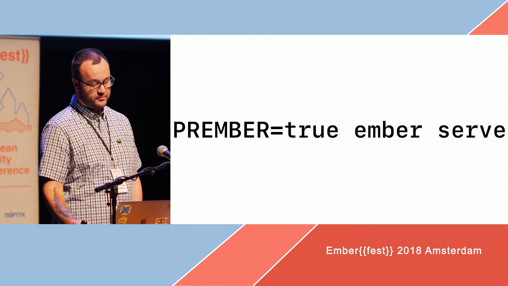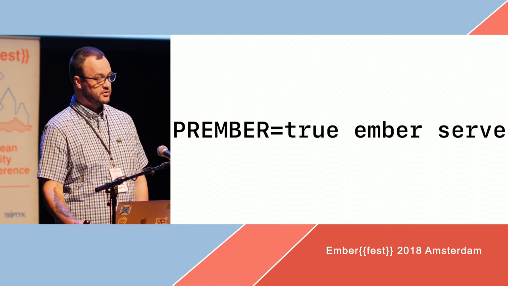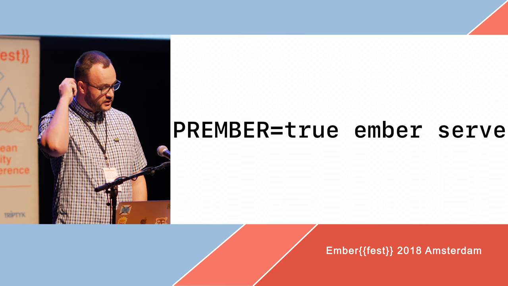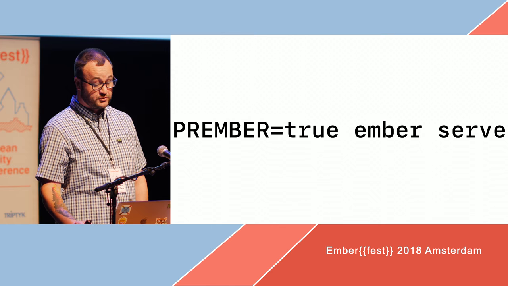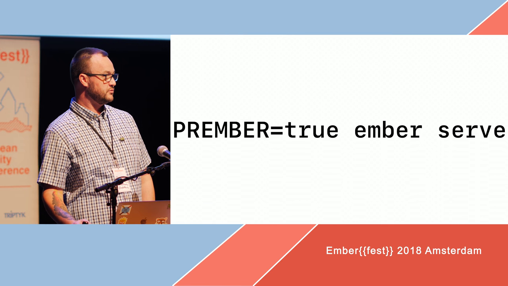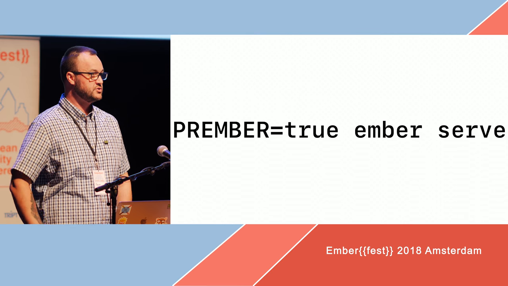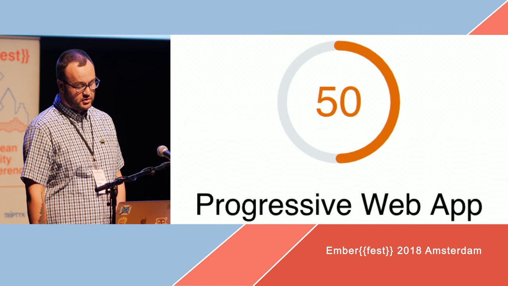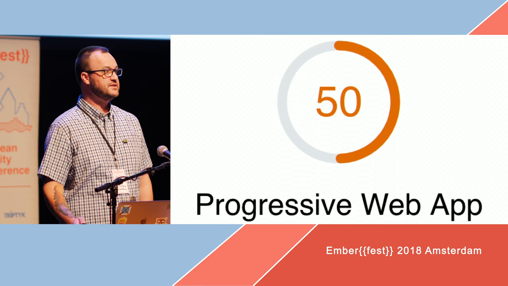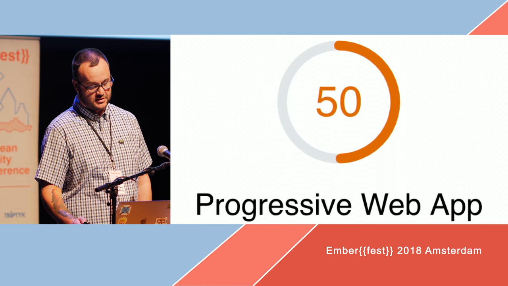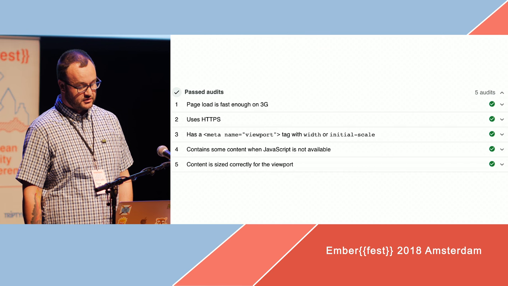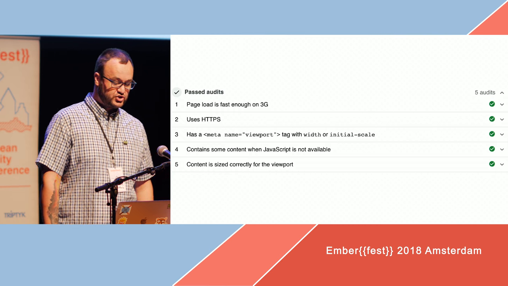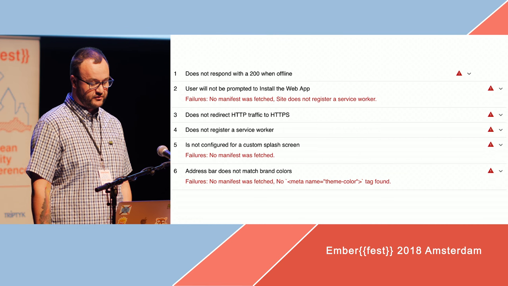And if you happen to be using Prember, there's an environment variable that can allow you to activate it in your local development as well. Fastboot these days automatically will work with your ember serve. It doesn't require any additional setup there. So once we've got our application rendering with Fastboot, we've now run our audit and we see that we're up to 50. That's a lot better. So we see that the contain some content when JavaScript is not available check passes, but we still have a handful of other things to deal with.